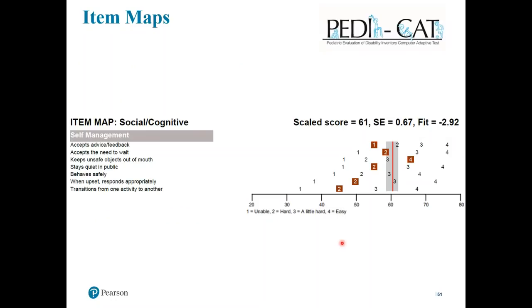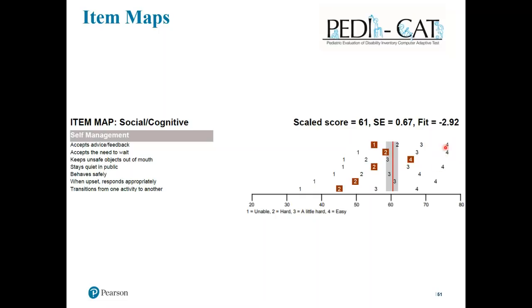Then an item map. An item map takes all the items in the PEDI-CAT, and you can see these with the little red square. These are the endorsed items, the items that the individual responded to. And this is the scaled score, the criterion reference score. You can see here their scaled score is 61, so the red line is 61 here, and the standard error is 0.67. So 0.67 either side gives you the range that you would typically expect their skill set or their performance to be. And you can use this to identify outlying responses and see where there might be some unusual patterns, perhaps using it for identifying strengths.